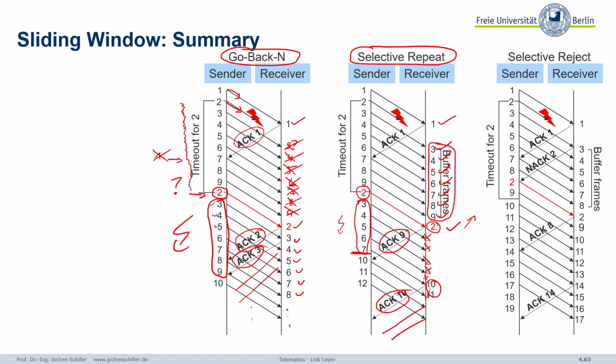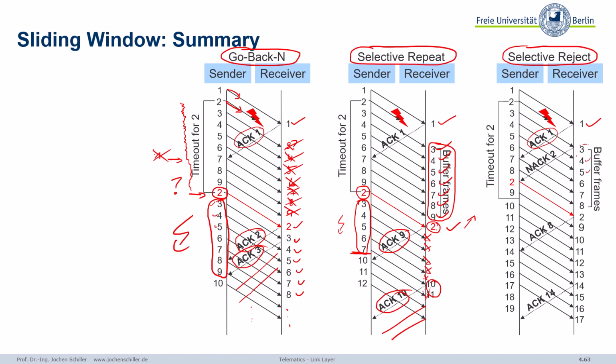If we now introduce additionally a negative acknowledgement, we are at selective reject. Not repeat, but reject. What does this mean? Again, we send 1, 1 is delivered. We have a problem with 2. We send an acknowledgement for 1. That's always the same for all 3 settings. Now we receive 3. 2 is missing. Again, we start buffering. We buffer 3, buffer 4, buffer 5.